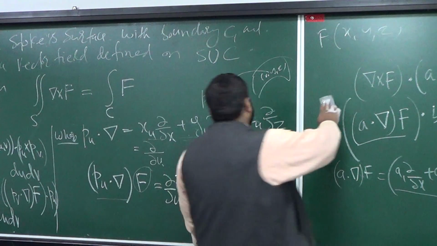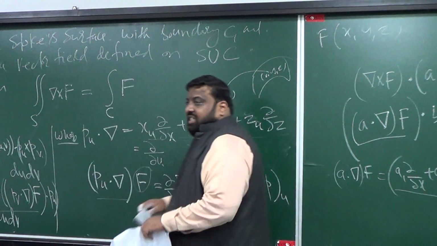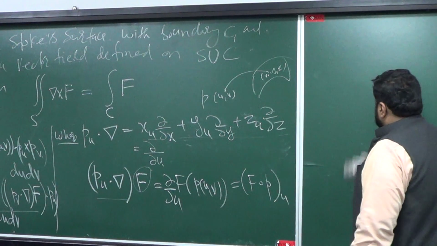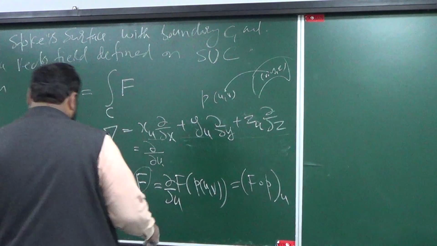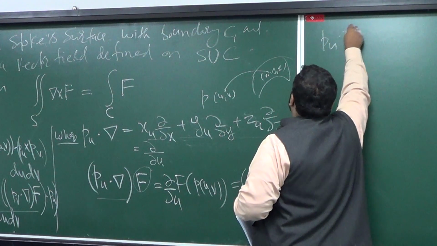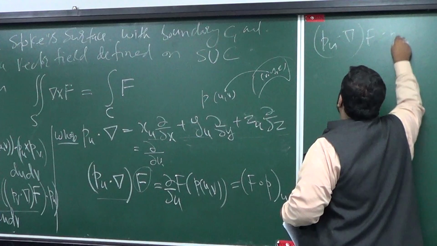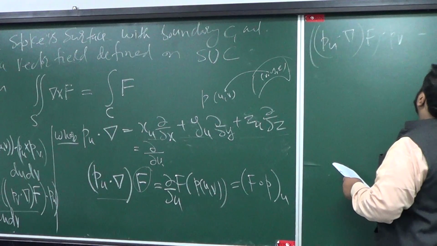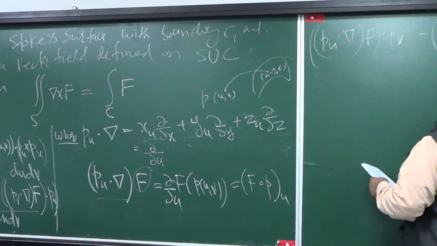Now let's get to this integrand. Let's try to make sense of this integrand. What does this integrand say? We'll take the difference. So I have this pu del f operator dotted with pv, minus pv dot del operated onto f dotted with pu.